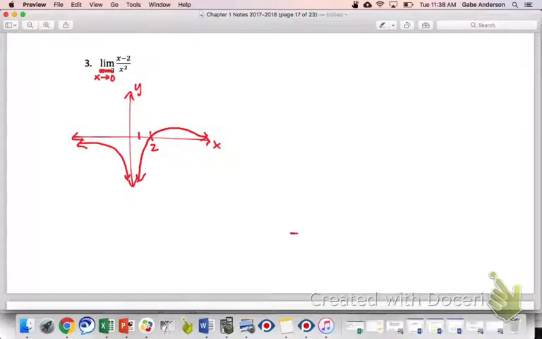Are you allowed to cross through a horizontal asymptote? Is a graph allowed to cross a horizontal asymptote?